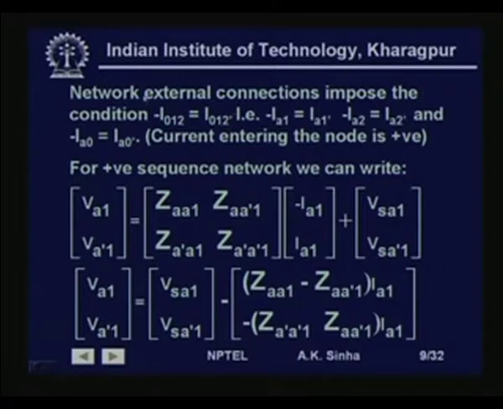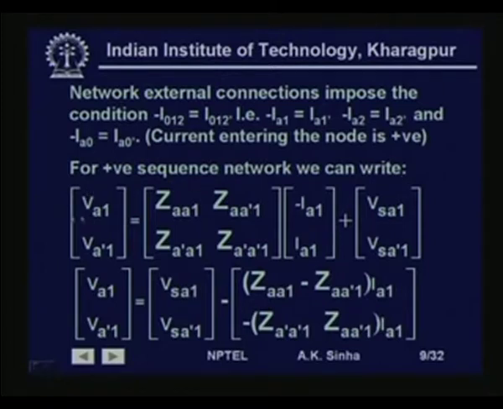That means the sequence currents flowing out of the F point are the same as those flowing into the F dash point. That is, minus IA1 is equal to IA dash 1, minus IA2 is equal to IA dash 2, and minus IA0 is equal to IA dash 0. I am sorry, these dashes should come here. Current entering the node is considered positive, so current coming out from the terminal F has been put as negative here.